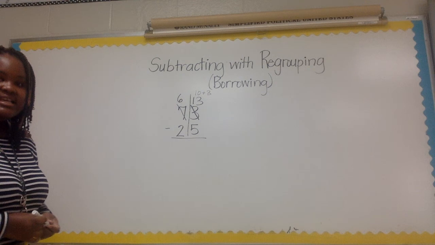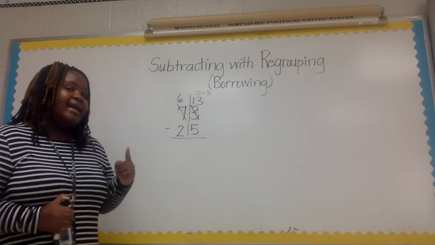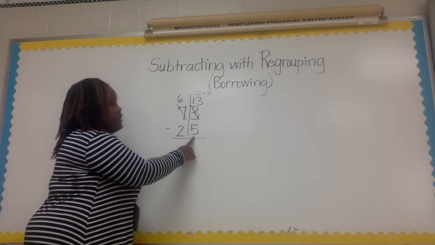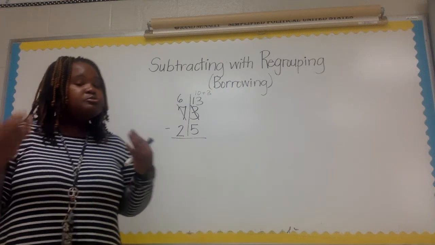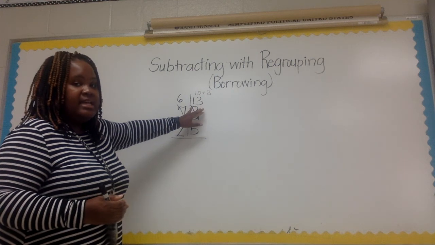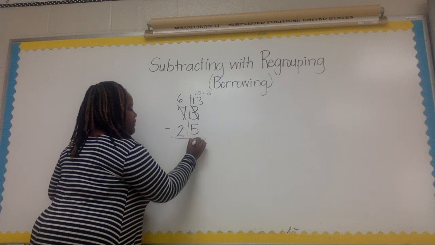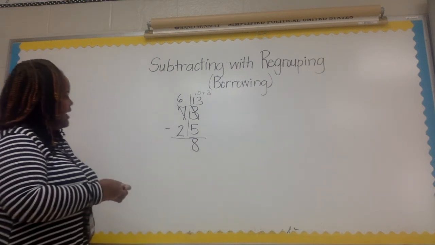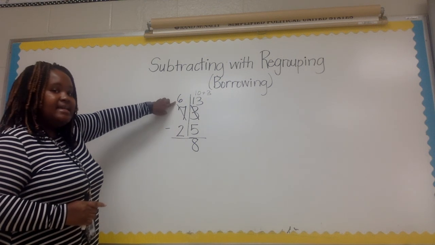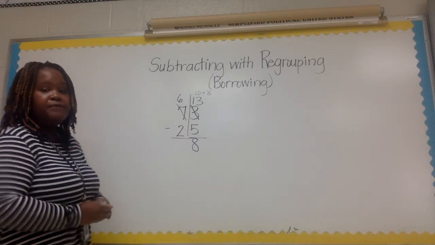Now I'm going to look to see if I'm able to take 5 from this 13, and I know I can because 13 here is larger than the 5 here. So now we're just going to do some basic subtracting, okay? So I already know that 5 from 13 is going to give me 8. Okay, so I will put 8 right here in my ones column, and then I'm going to take 20, or 2 from 6. So if I subtract this 2 from 6, I'm going to be left with 4.